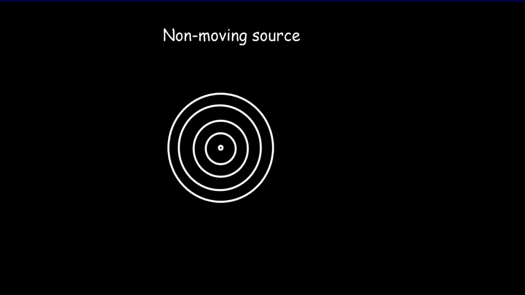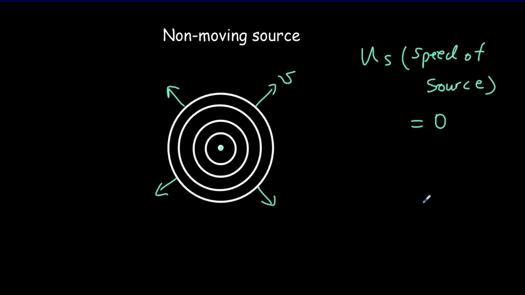So this is the same diagram we just saw with the police car. We've got a source of sound right here in the center of those circles. It's producing circular or spherical sound waves. Those sound waves would be moving out radially here with the speed v, which would be the natural speed of those waves in the medium. The source is not moving, so we'd say the speed of the source is equal to 0.